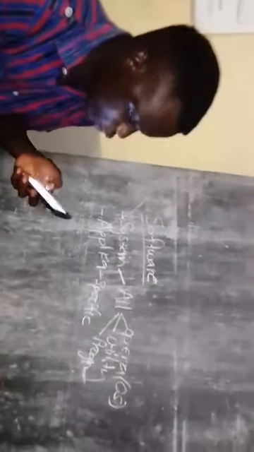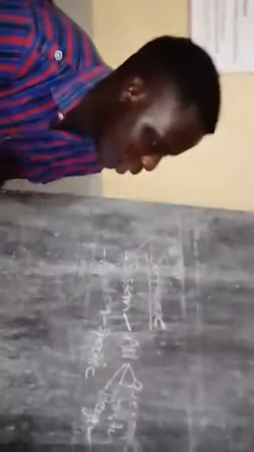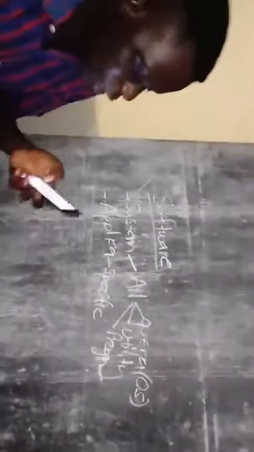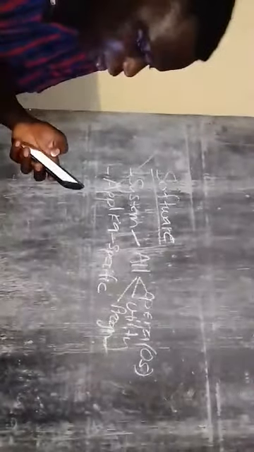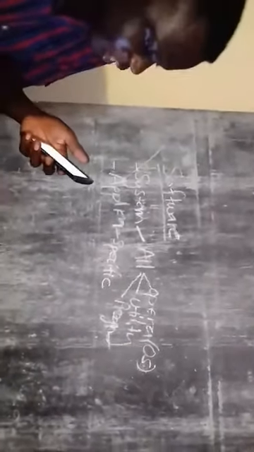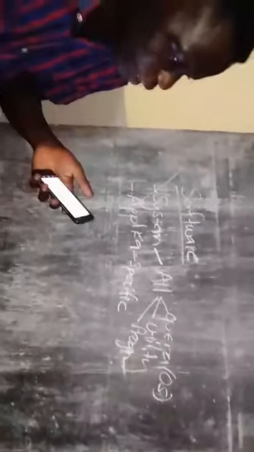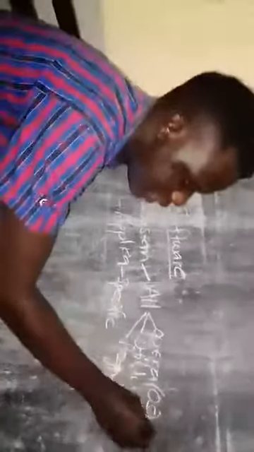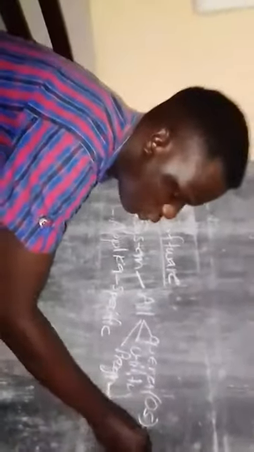Allow me to continue and look at the types of operating software. Having known that it controls the overall operation of the computer, we have the categories. We have what we call the standalone operating software.